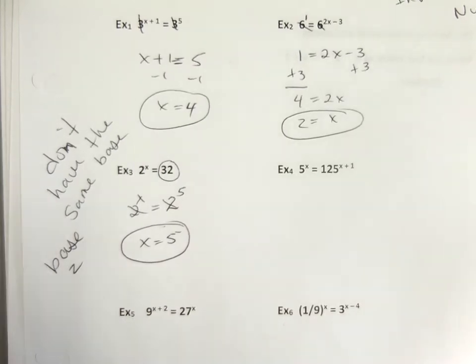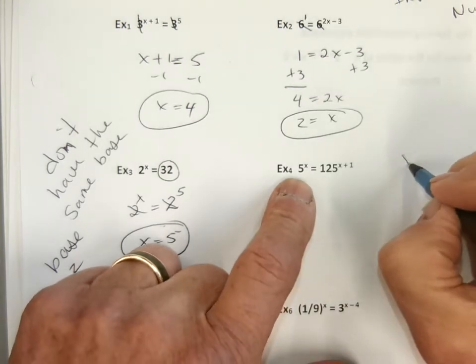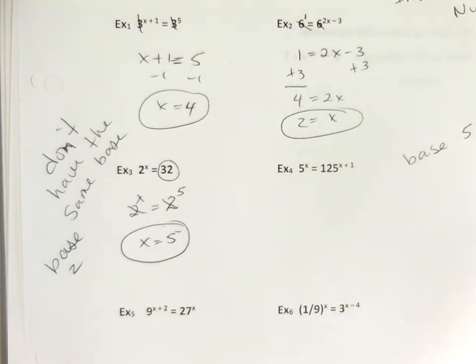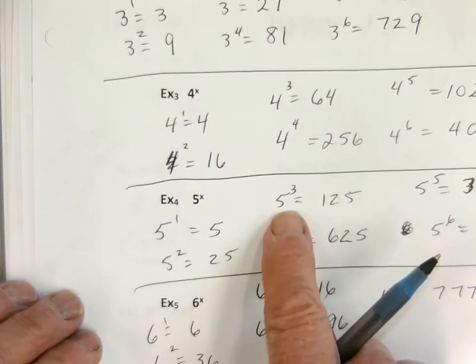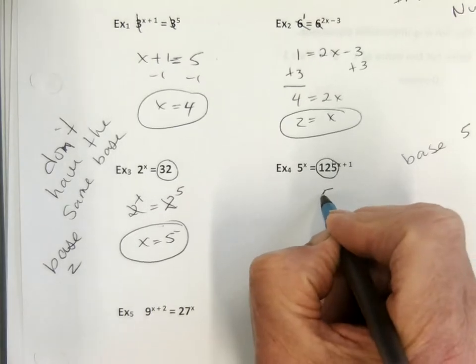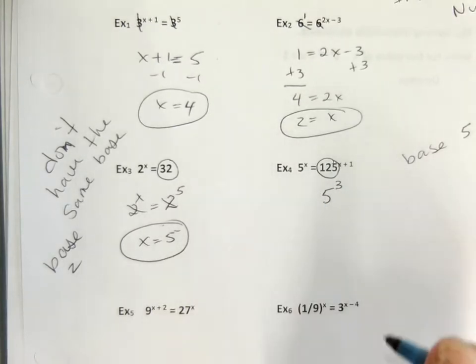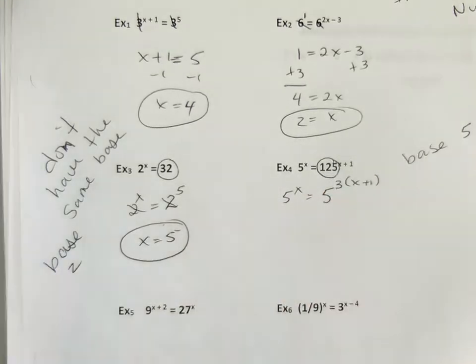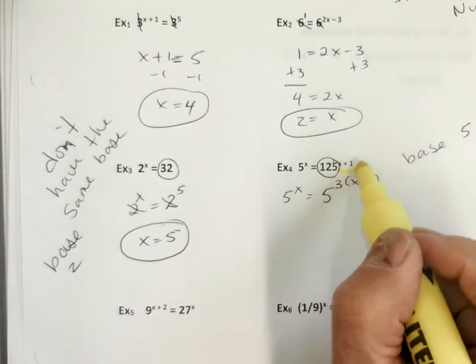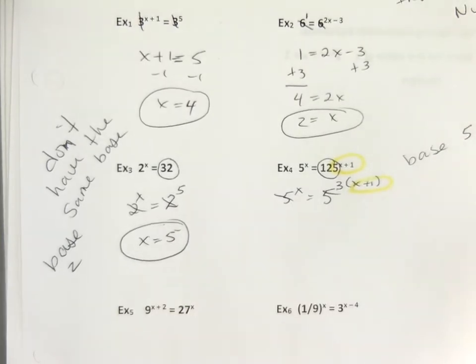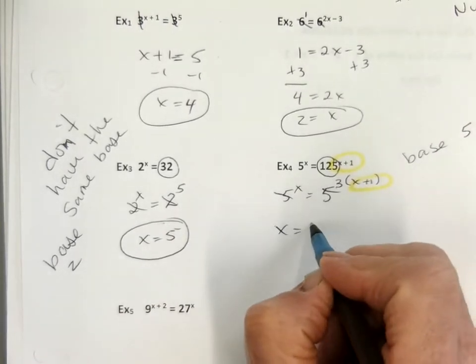How about example 4? My base is base 5. So, 125. Look at your chart. Do you see 125 in there? Base 5, power 3. The chart really helps a lot. So I'm going to change 125 into 5 to the third. I still have to remember my x plus 1. Now, same base, so I can cancel my bases. I've got x equals 3 times x plus 1.